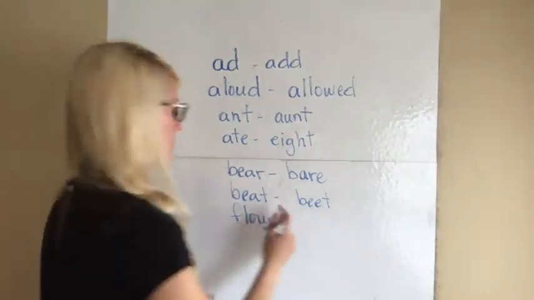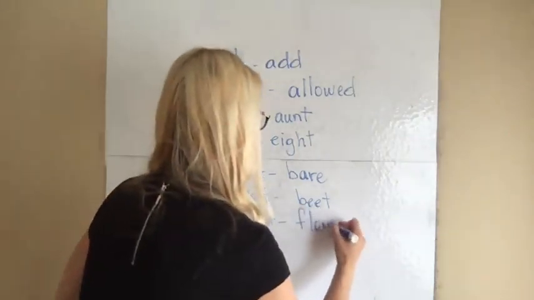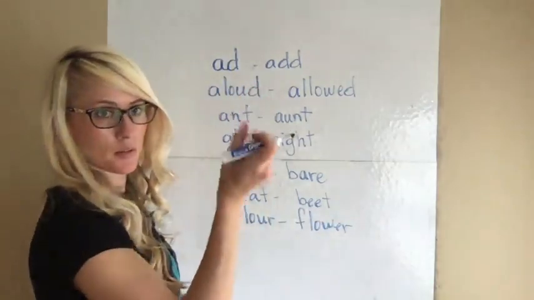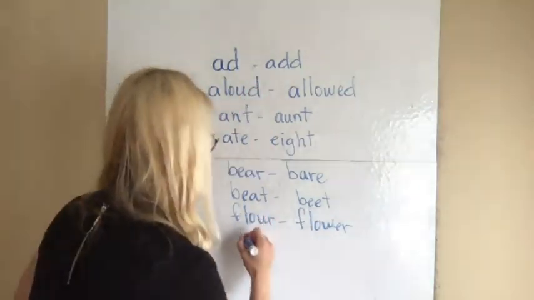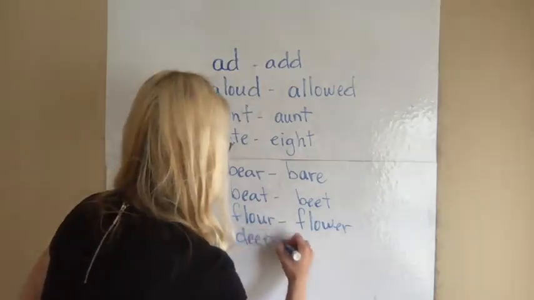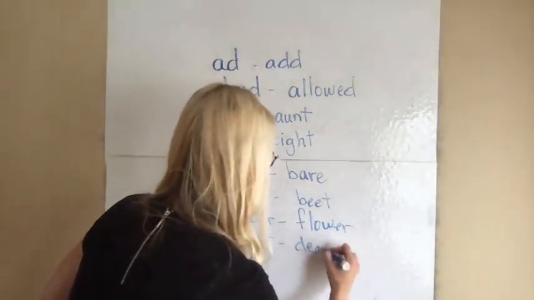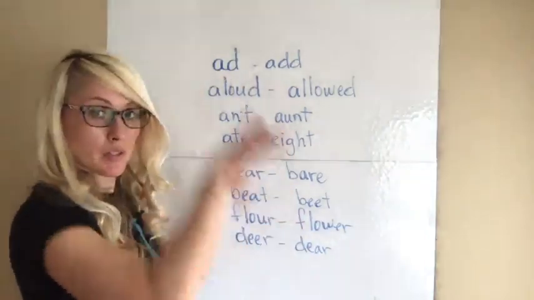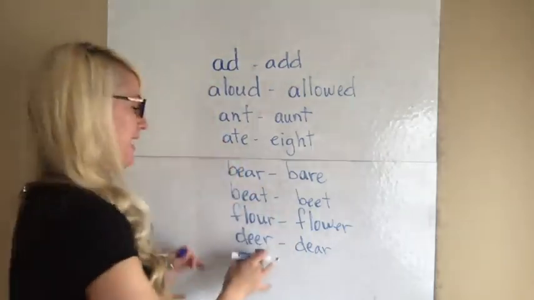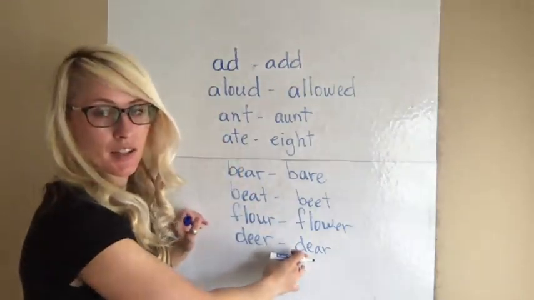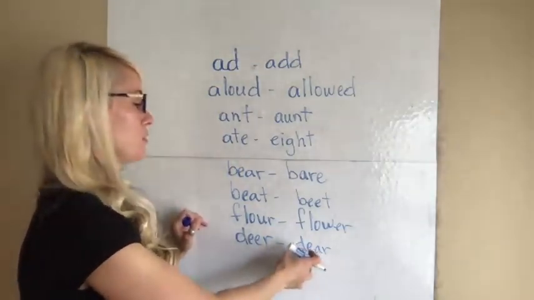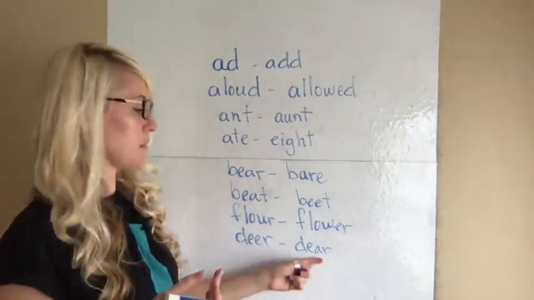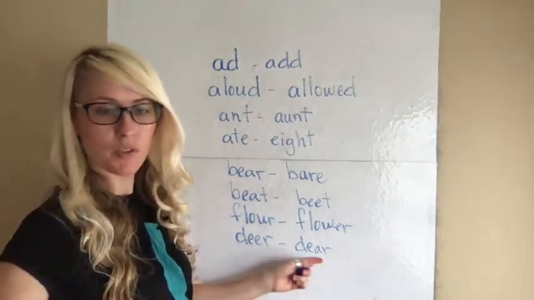Flour, like you'd use to make bread. And then flower, like you see in the garden. Deer. Same sound, different spelling, right? Deer like the animal with antlers. And dear, like we use this word when we speak kindly with someone, or maybe if you write a letter, dear so and so, okay?